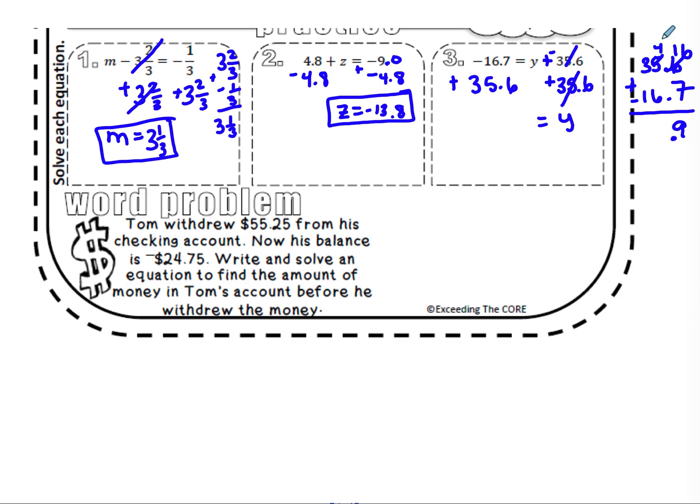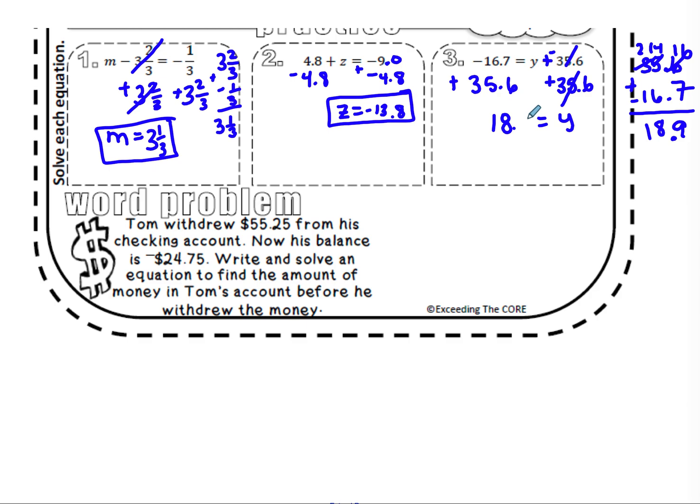Put my decimal here. Okay, so 4 minus 6 takes me to the negatives. I'm going to need to borrow again. That 3 becomes a 2. That 4 becomes a 14. 14 minus 6 is 8. 2 minus 1 is 1. And then I'm going to go back over to my original problem.